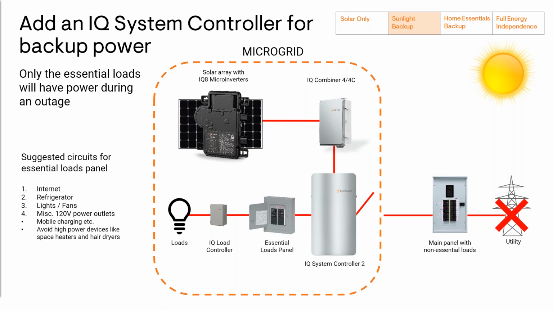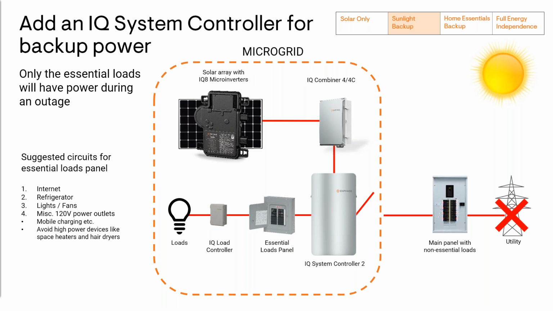Here we have some recommended essential loads which should be connected to the IQ load controller. The way the IQ load controller works is that these loads would receive power based on a pre-configured schedule. The reasoning there, which I'll touch on in more detail in subsequent slides, is to allow the system enough time to ramp up its potential power output so that when those loads begin to turn on, they don't collapse the microgrid. So here we have 4 typical loads for an essential loads panel for sunlight backup.